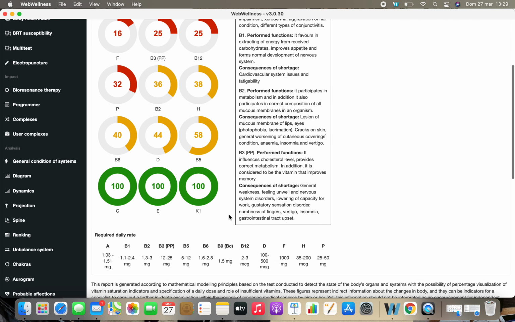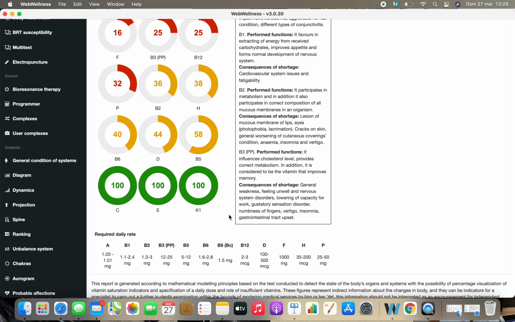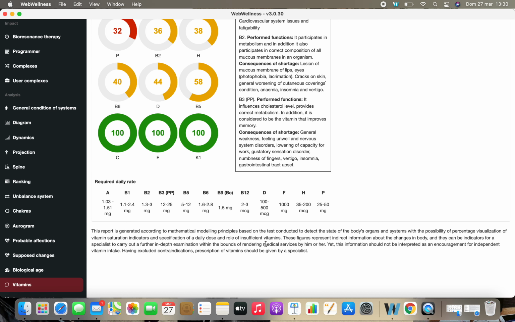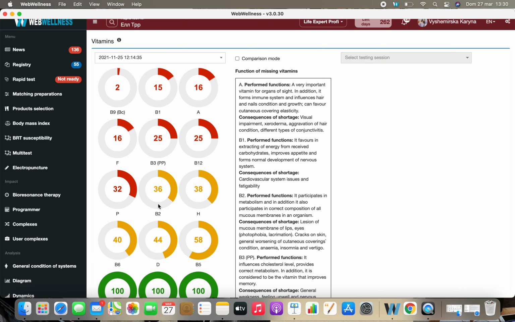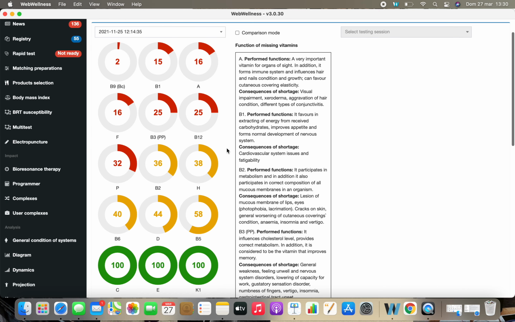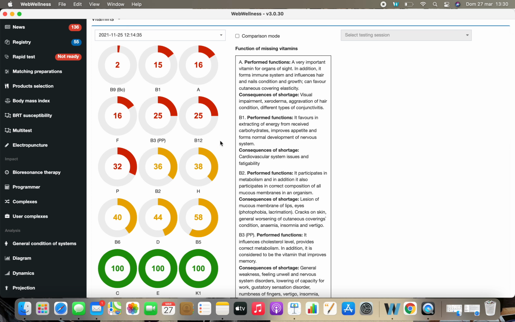It takes into account many things which I cannot know, because this is confidential information of the manufacturer, all the information they use to give the result. But what I can tell you is this is a level of absorption of certain vitamins.